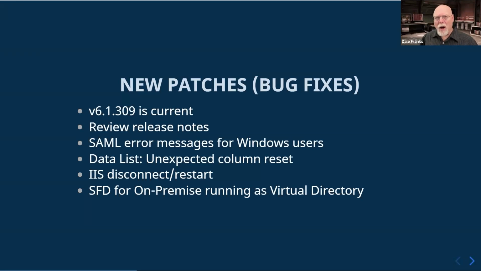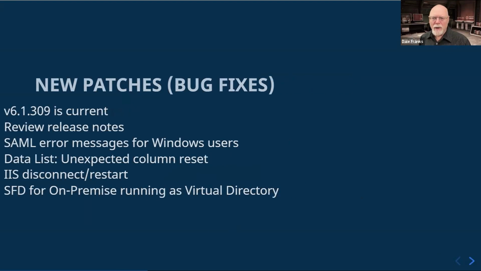Also, if you're an on-premise customer and you are running Process Director as a virtual directory rather than with the default installation, it was a weird issue where the set form data would not allow you to choose fields on the form to set the data to. Not sure what was behind that. And again, it's only for on-premise installs, and only for on-premise installs that were running Process Director as a virtual directory. So those two patches that we've released this last month fixed those bugs.